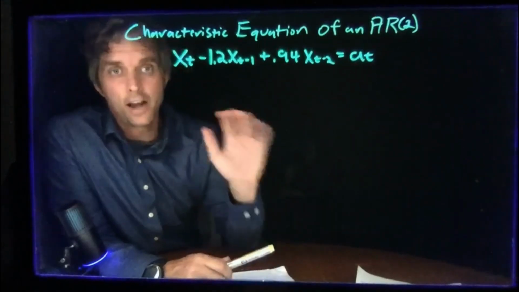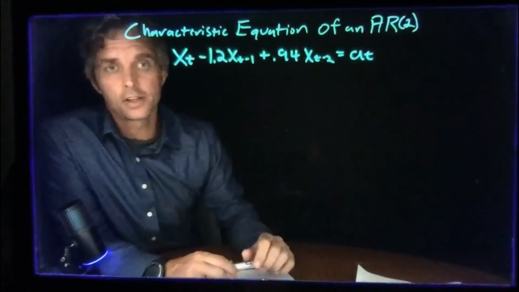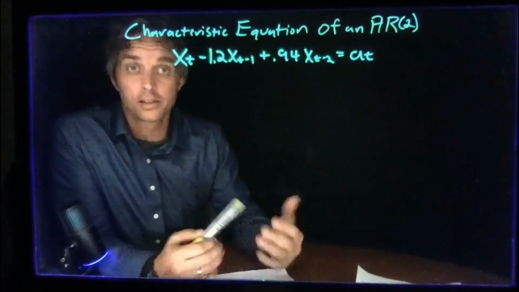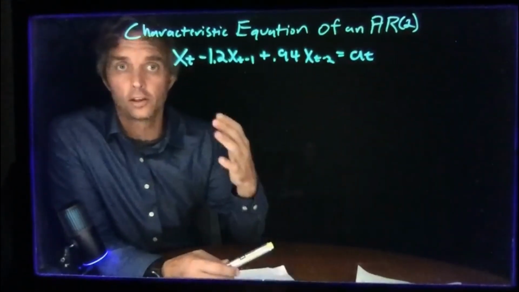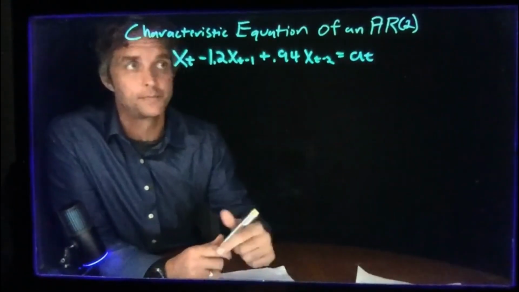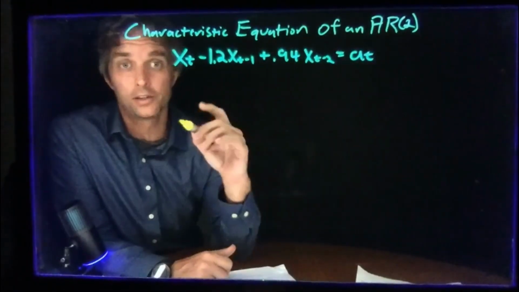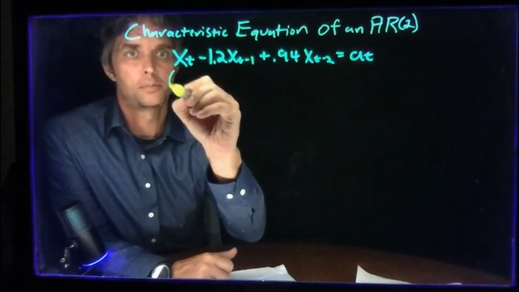Okay, let's look at another AR2. This time we're checking out this AR2, but we're going to go through the same process to try to see if it's stationary by looking at the characteristic equation. So in order to do that, we're first going to put it into backshift notation just for good practice.